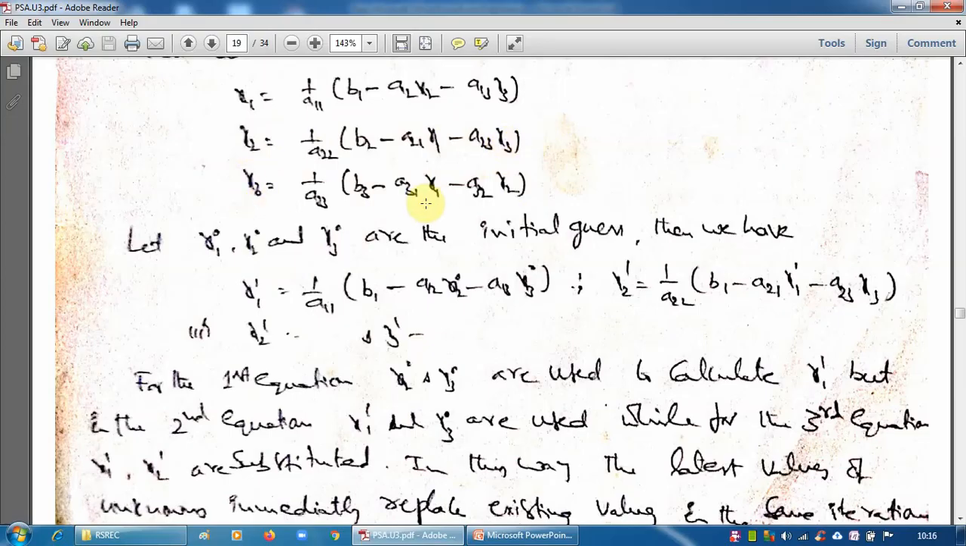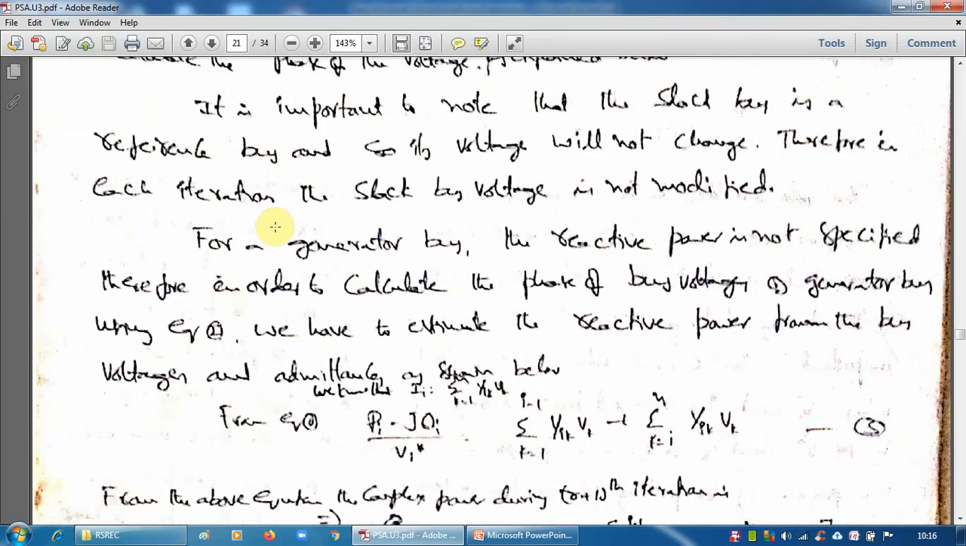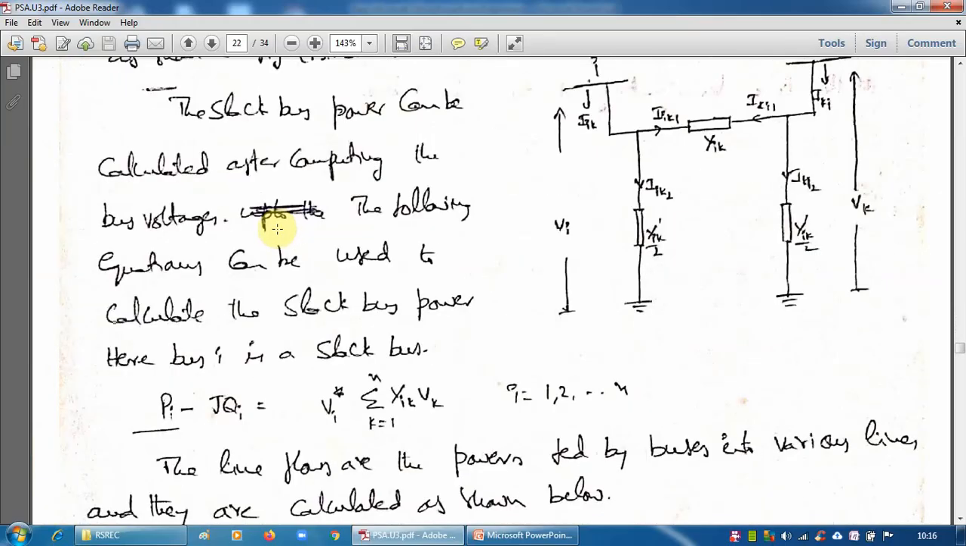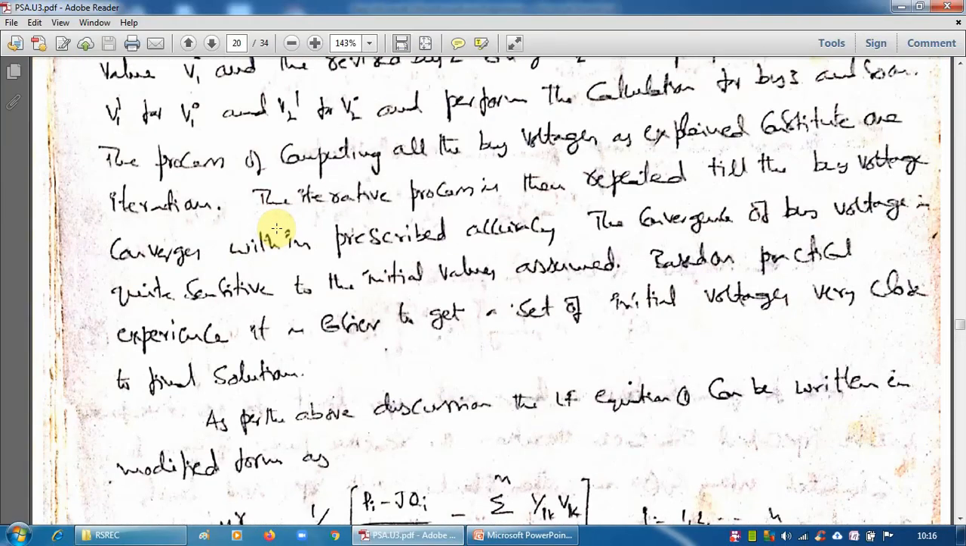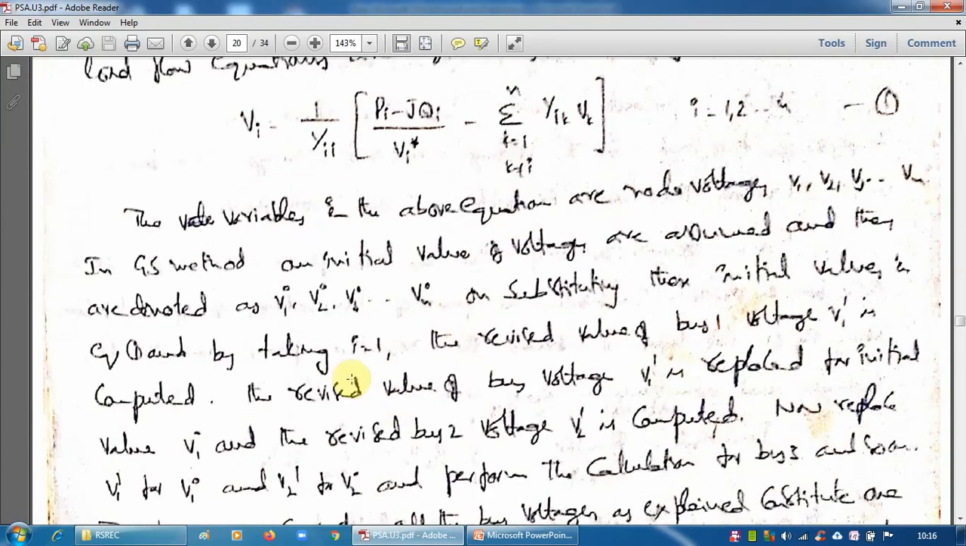Same thing we can check here also. If we are calculating x3, up to x2 we can substitute fresh values. Why? Because x2 is calculated previously, and x1 is also calculated. So we can substitute x1 of 1 and x2 of 1. So that you have to catch, and that is useful here. Same thing is mentioned here.